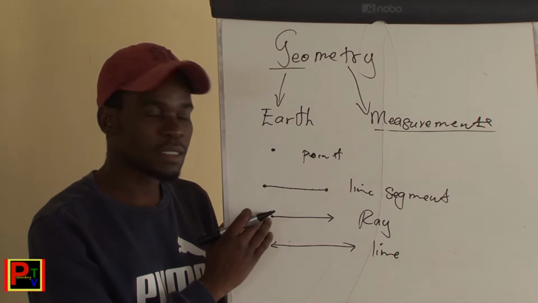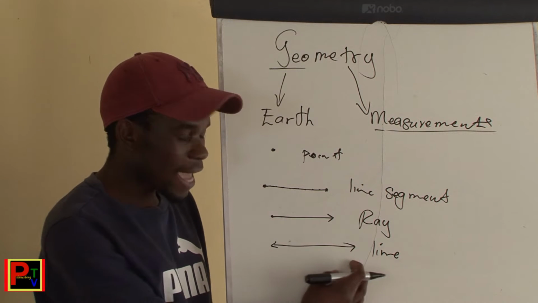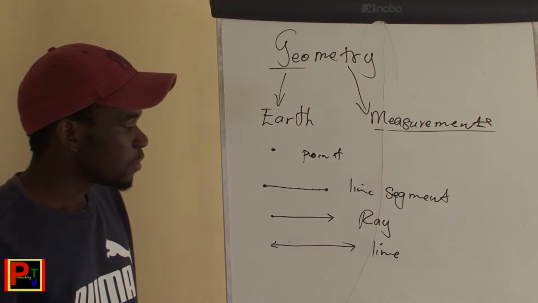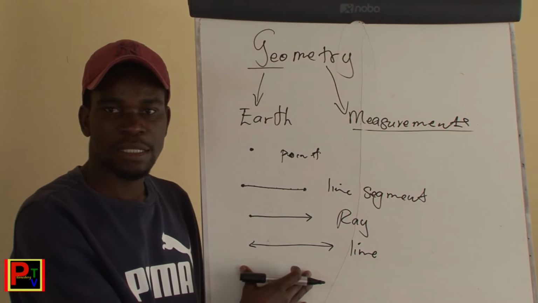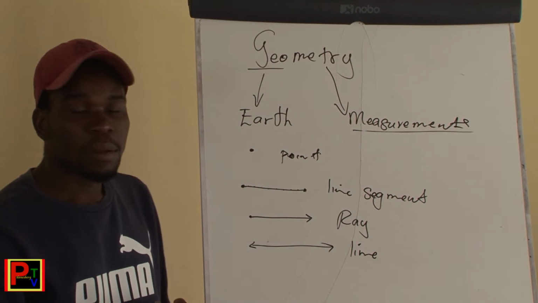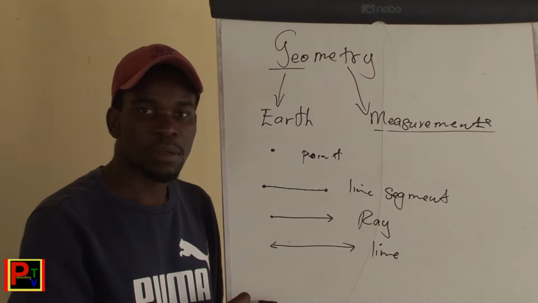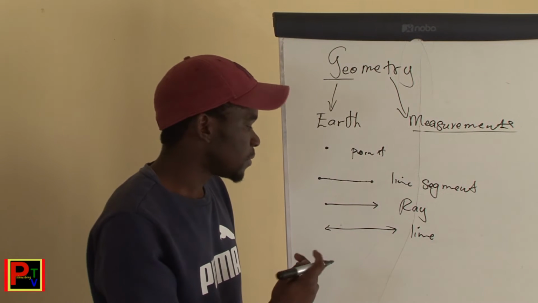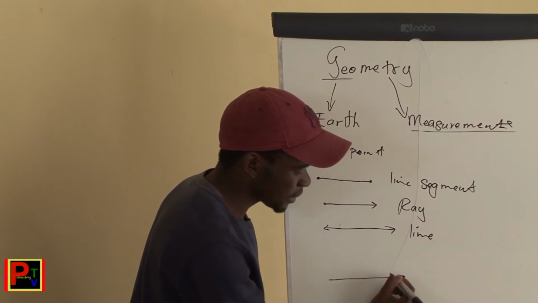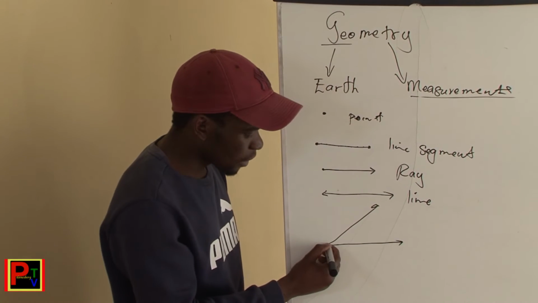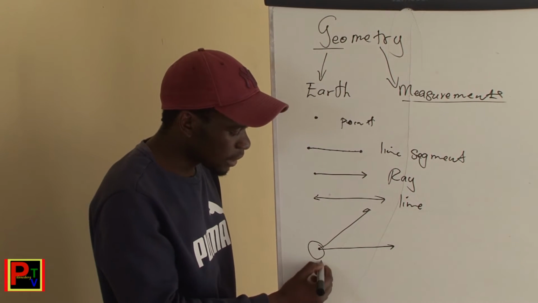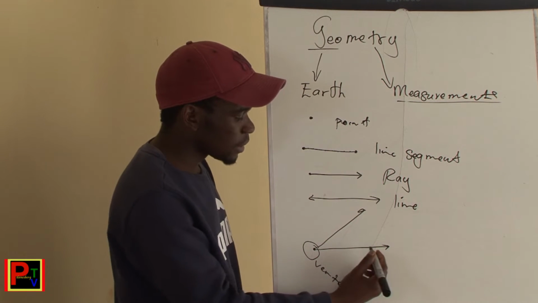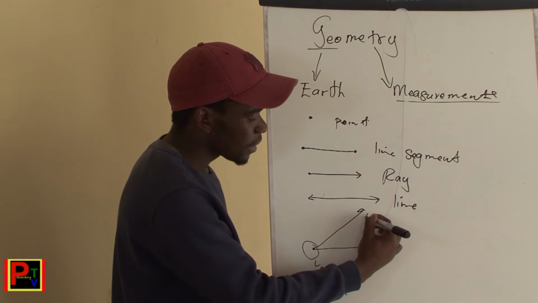Now, a ray has a starting point, but it doesn't have an end point. Now, a line simply means it doesn't have a starting point or an end point. From there, this becomes our straight line. That forms the basis of everything that we'll be talking about. Now, if we combine lines, let's say we have this first line and the second line, where they intersect, they form what you call a vertex.